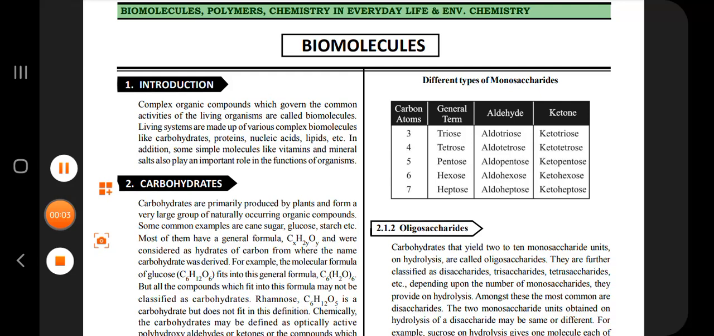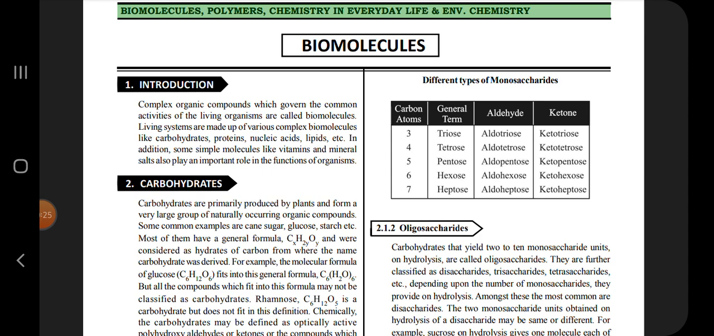In this video lecture, we will cover a new chapter of chemistry, that is biomolecules. Basically, biomolecules are the complex organic molecules which govern the common activities of the living organisms. And in addition, some simple molecules like vitamins and minerals, salts also play an important role.